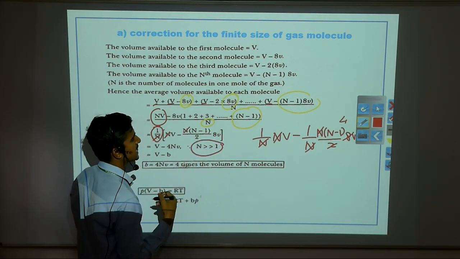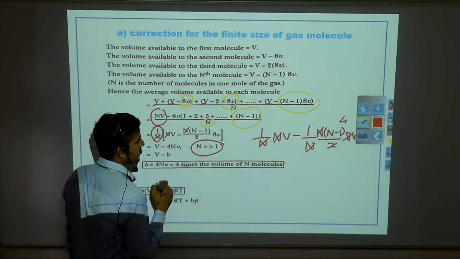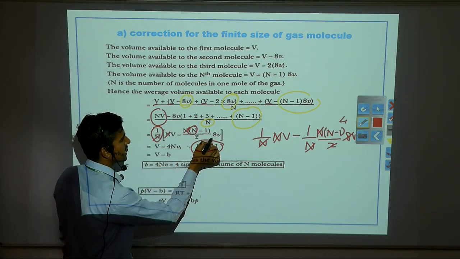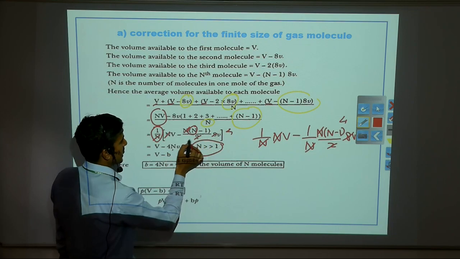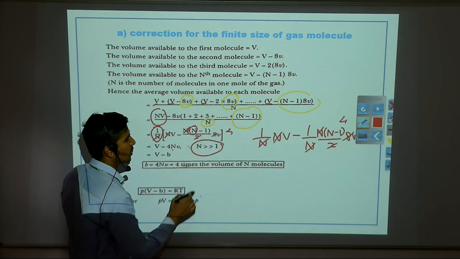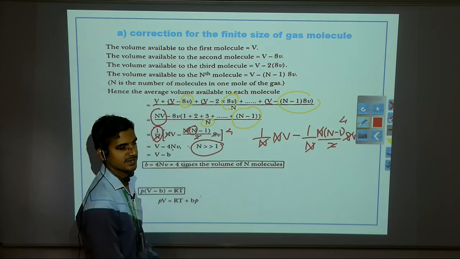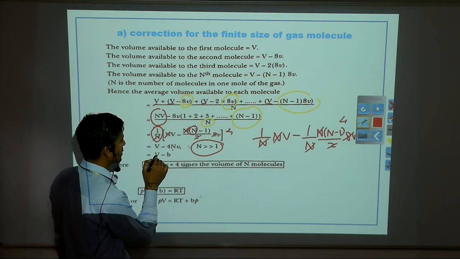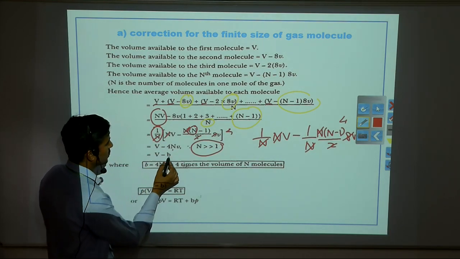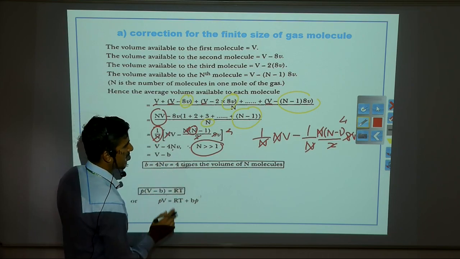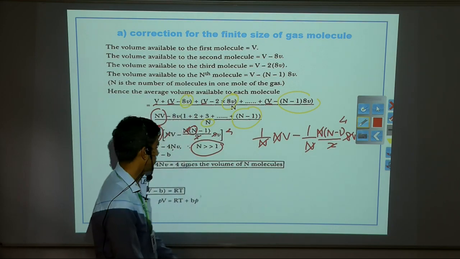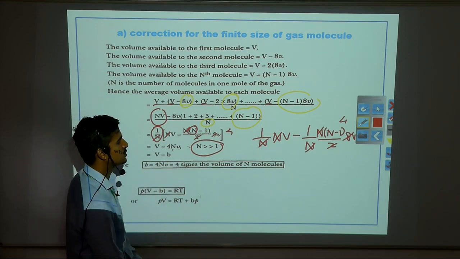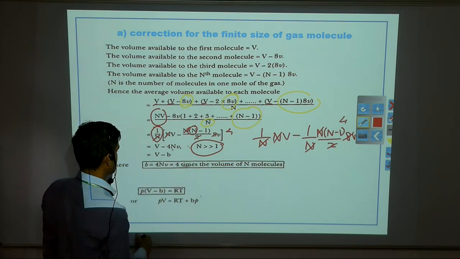Here n is greater than 1, so neglect 1 and write only n. Means V minus 4 into nv. This is equal to V minus b, where b is equal to 4nv, which is 4 times the volume of n molecules. What is meant by b? b is equal to 4 into nv, that is, 4 times the volume of the n molecules. This is the first correction.